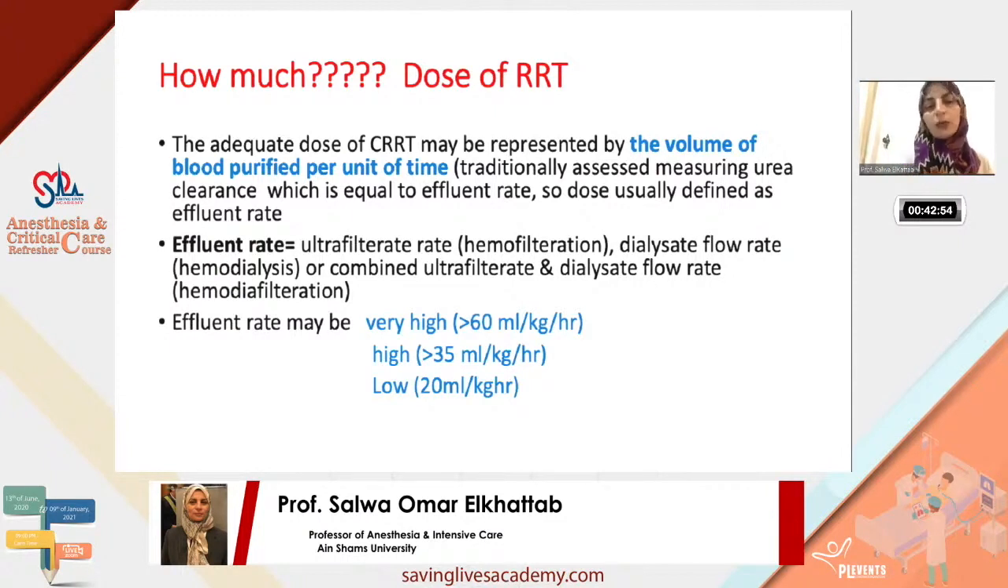Traditionally, we use the purification of urea, and the effluent rate is the surrogate for this. The effluent rate is the rate of ultrafiltrate in the case of hemofiltration, and or dialysate if we are dialyzing the patient, or both of them if we are running hemodiafiltration. The usual dose is about 35 ml per kg per hour. Some were recommending 60 or more, which is very high, or low like 20, but it's not the usual. The usual is 35.